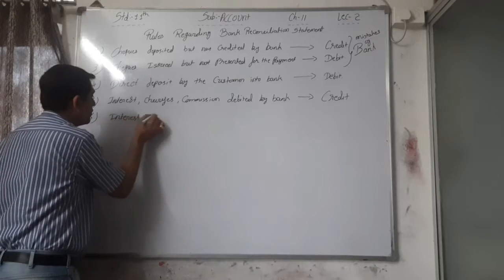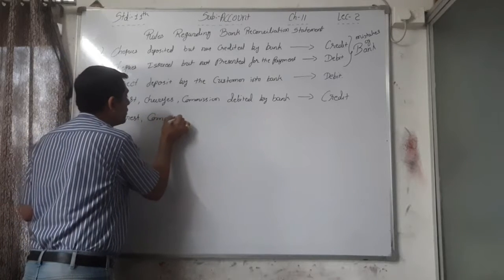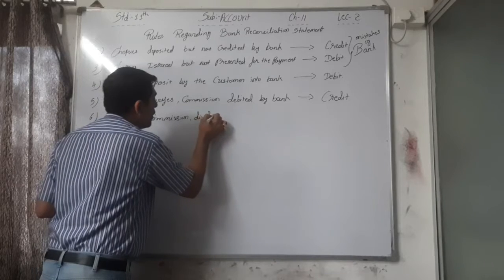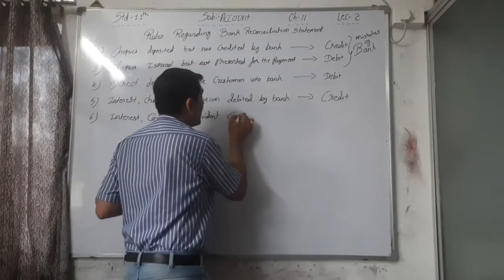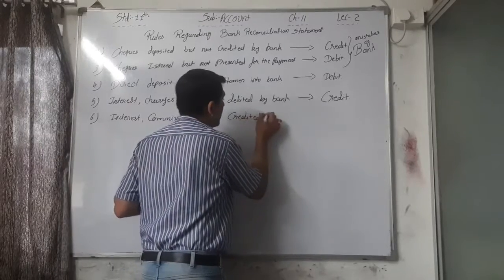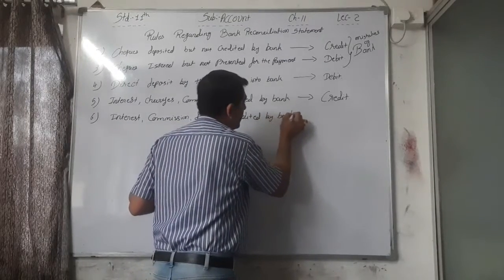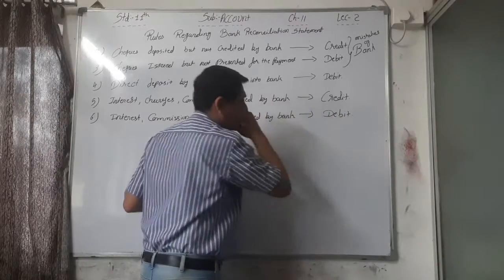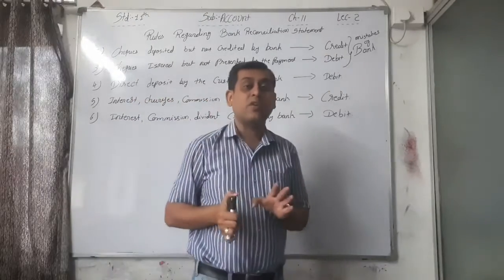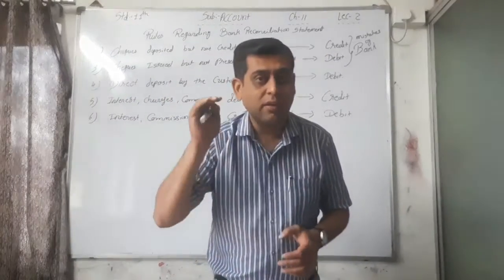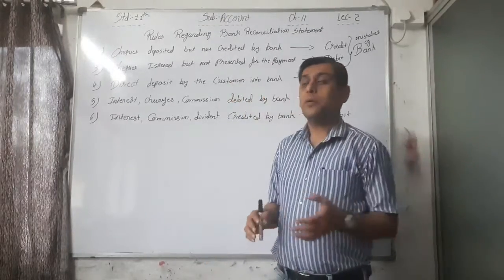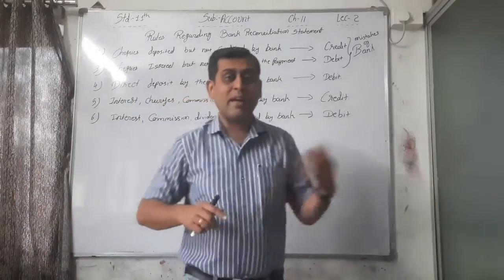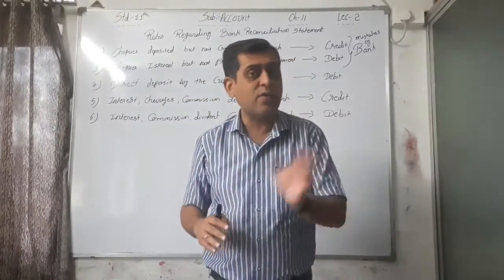And the second rule: interest, commission, dividend credited by the bank. If the bank credited, we have to just debit it, nothing else. We have to just reverse it. Whatever entry is done in the trader's cash book or in the bank passbook, we have to just make the reverse entry of that. If the bank debited, we have to credit it. If the bank credited, we have to debit it.